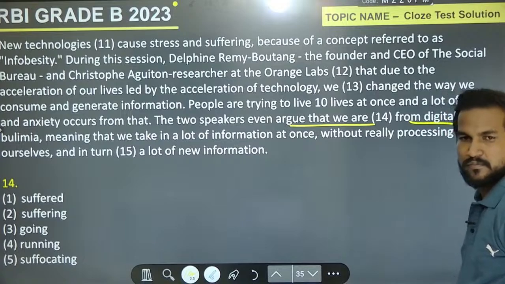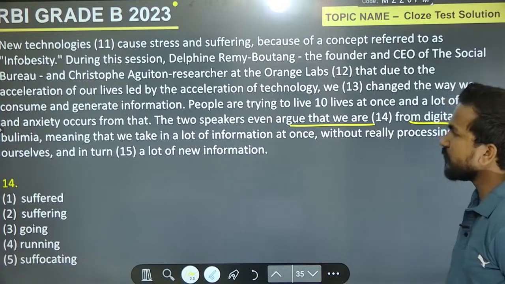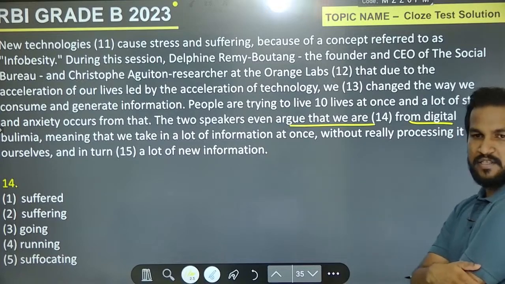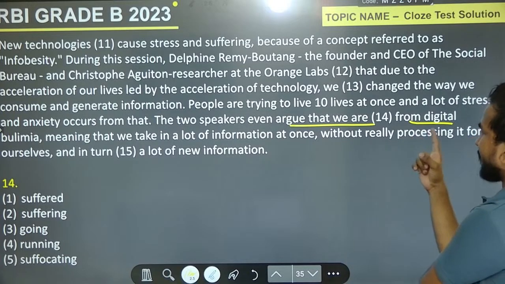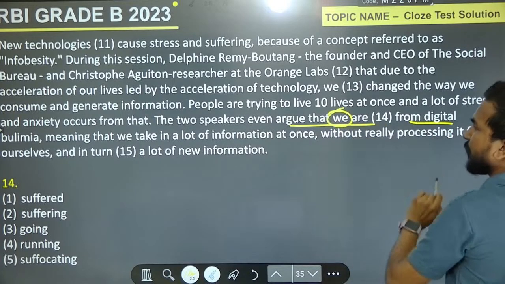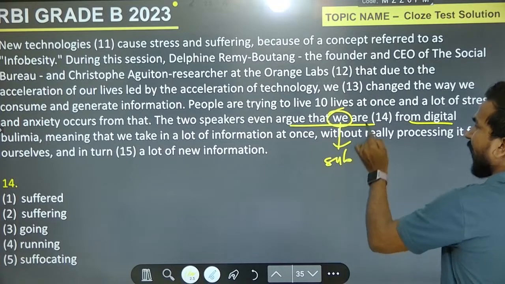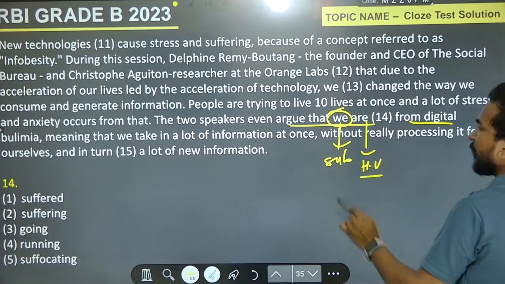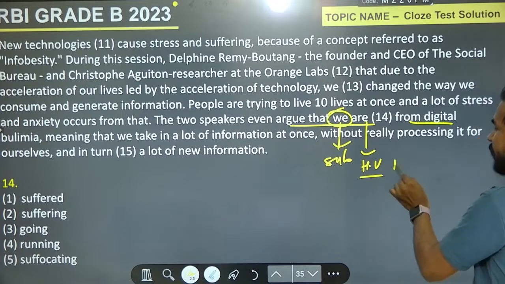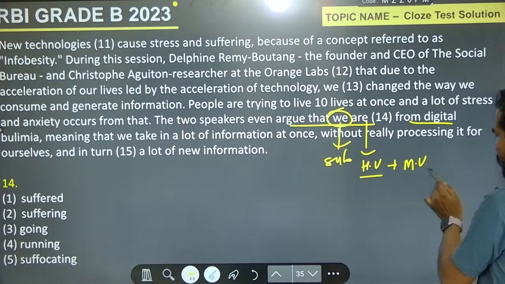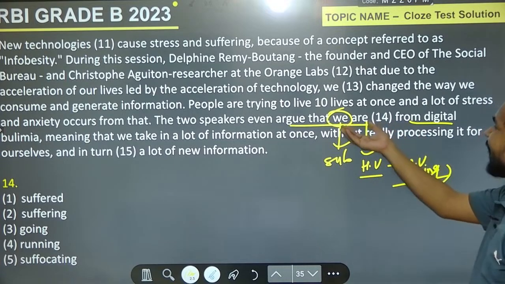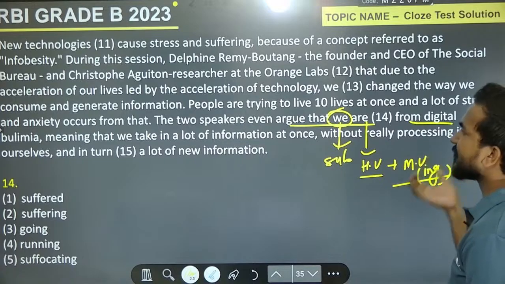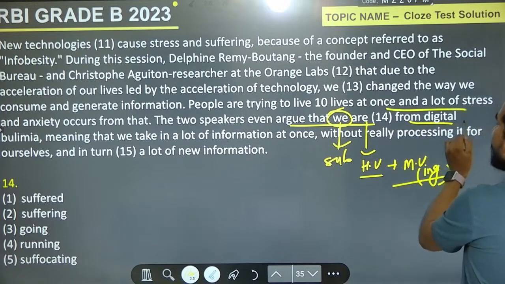Chaliye. What are they talking about? The two speakers, they are talking about "even argue that we are." If we have "we," that will be a subject, after that "are," that will be a helping verb, and we can have the pair of the first form of the verb with -ing formation, that will be the fourth form of the main verb. So how can we go for it? Yeah, definitely yes. Argue that we are suffering from digital bulimia. Okay, that is the word.